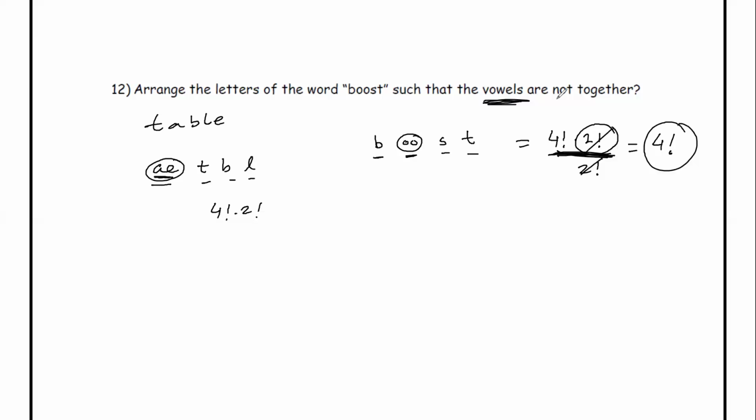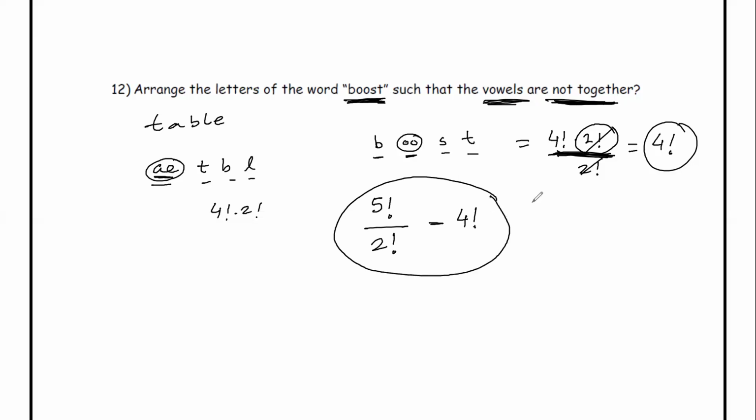Now the question is, how many ways can you arrange the letters of the word BOOST so that the vowels are not together? So how many ways can you arrange the letters of the word BOOST without any restriction, without any condition? There are 5 letters, so 5 factorial, and obviously you'll divide by 2 factorial because the two O's are there, and then you subtract 4 factorial from it. So that will give you the answer to the number of arrangements of BOOST such that the vowels are not together. So this was a tricky question.